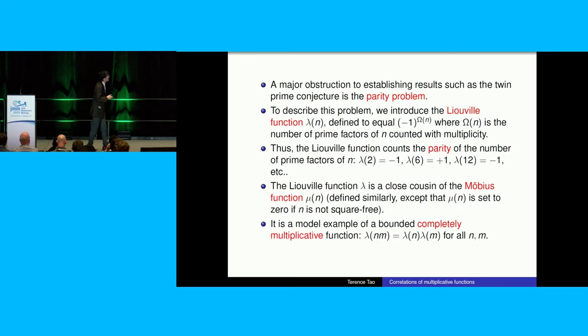And so you can use progress on the Chowla conjecture to solve this problem. Again, there's an asterisk. There are some functions for which the Chowla conjecture doesn't apply. Those functions are called pretentious. And that's another great story. I can't talk about it. All right.